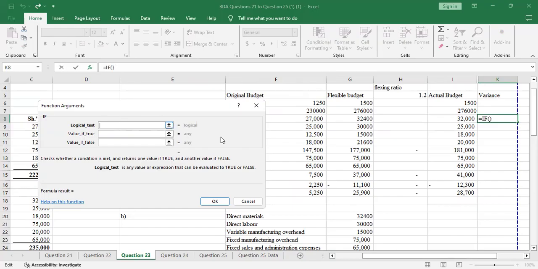So the logical test is, under this actual budget, if it is less than the flexible budget, then it means it's favorable. So you say 32,000 less than 32,400. If it is true, then you say here it's favorable.